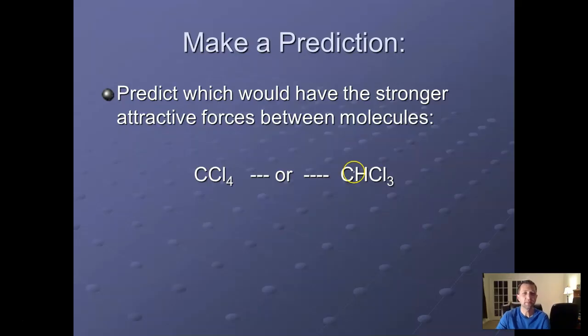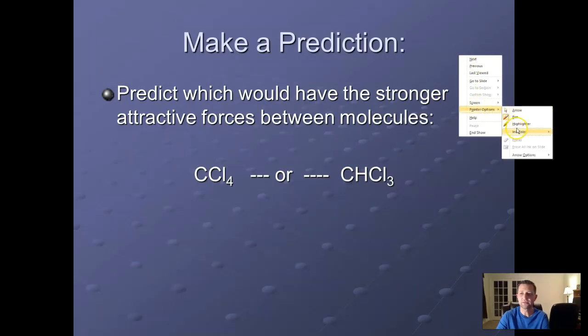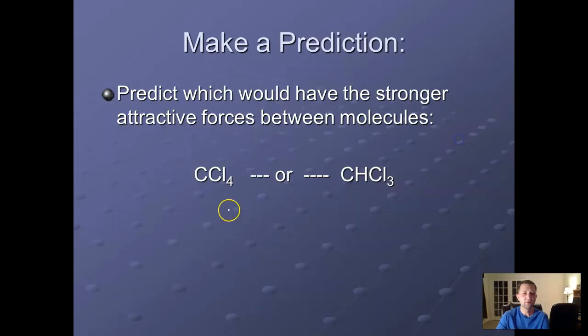So let's predict which substance would have the stronger attractive force between molecules. We have these two here. We have CCl4, so C and then 4 Cls. And then you have CHCl3, so a similar structure. Let's put the hydrogen up here, and 3 chlorines. Okay? So predict which would have the stronger attractive forces between molecules.